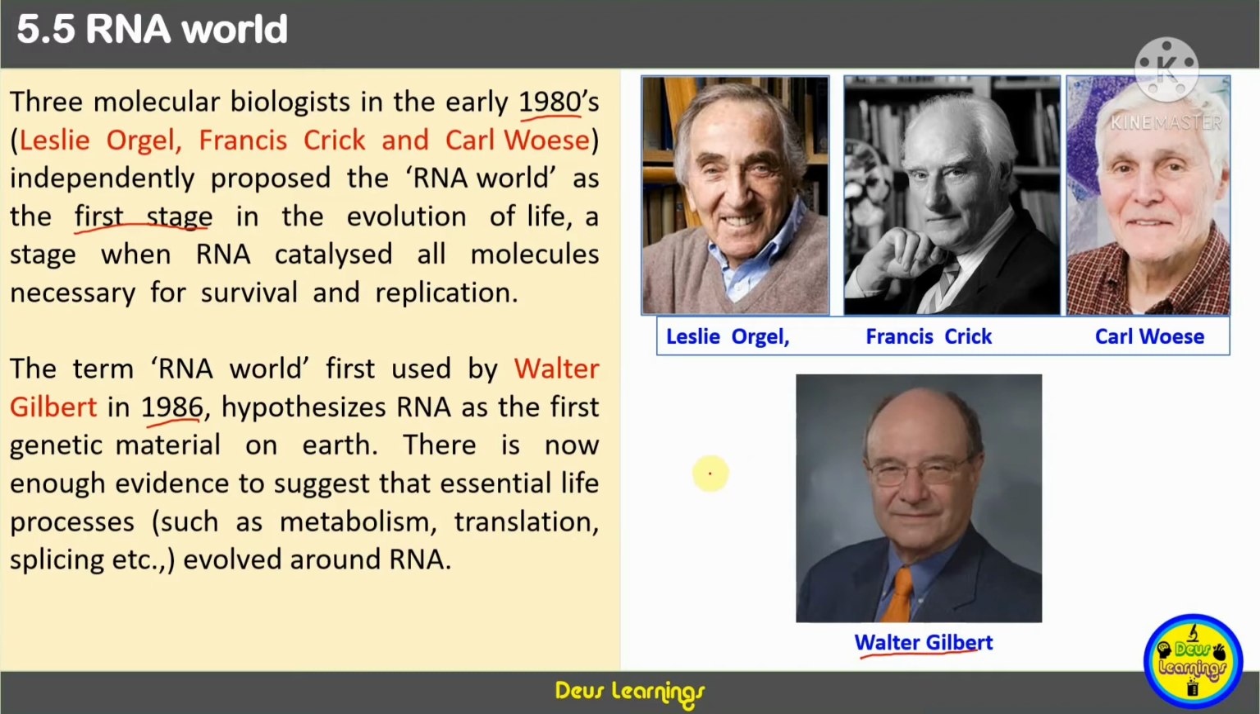There is now a sufficient amount of evidence which suggests that RNA is capable of performing various kinds of functions. RNAs are involved in metabolism, in translation, and in splicing. We'll see about that one by one. There is a lot of evidence which suggests that RNA was the molecule that evolved first, earlier than DNA, and after RNA, DNA evolved.